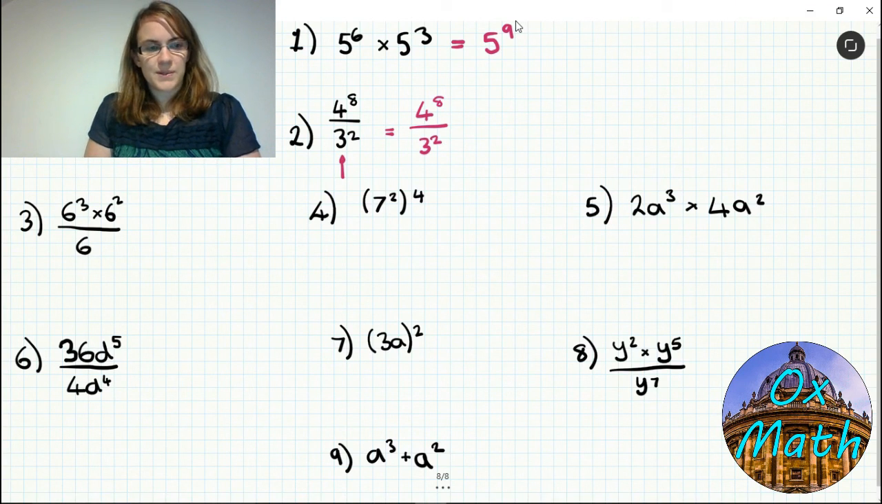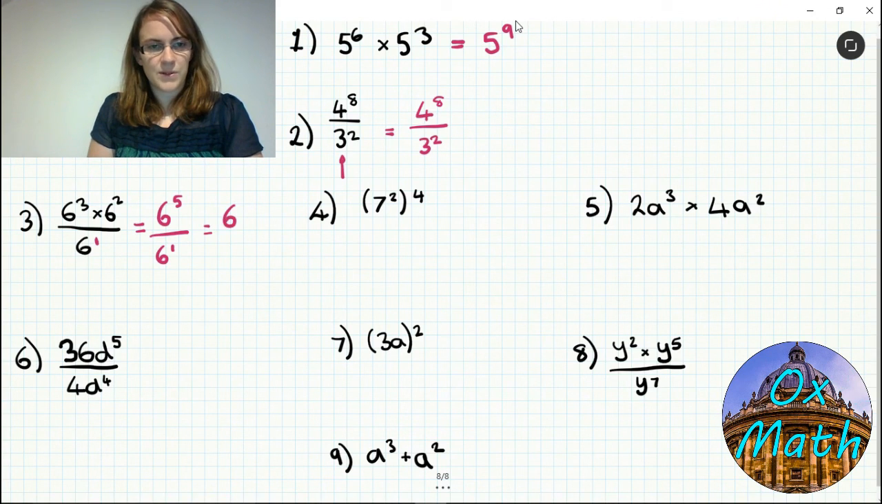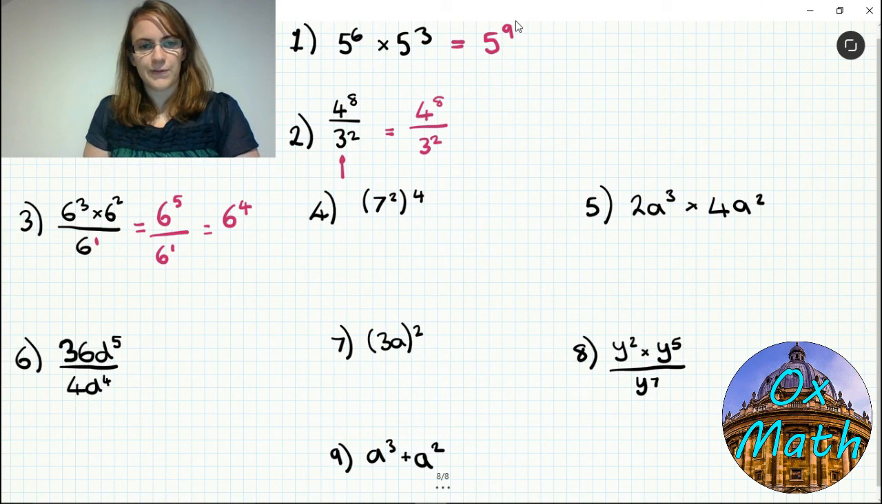Number 3, 6 cubed times 6 squared over 6. Remember, 6 is the same as 6 to the power 1. So on the top we've got 6 3 times and 2 more times, so we use it 5 times in a multiplication, and we are dividing that by 6 once. So the 1 cancels out one of the ones on the top, so 5 take away 1 is 4. So our answer is 6 to the power of 4.